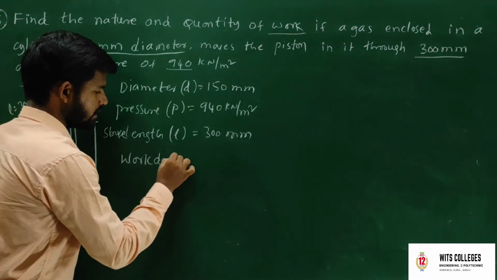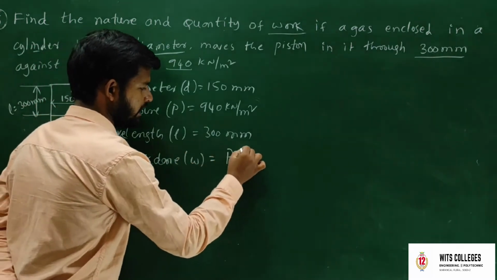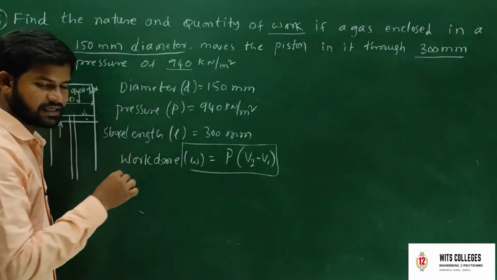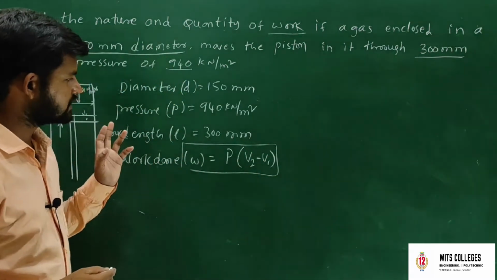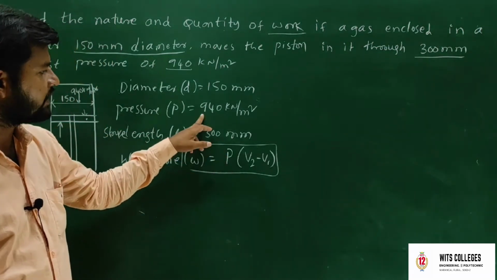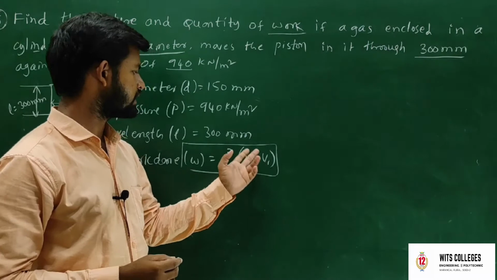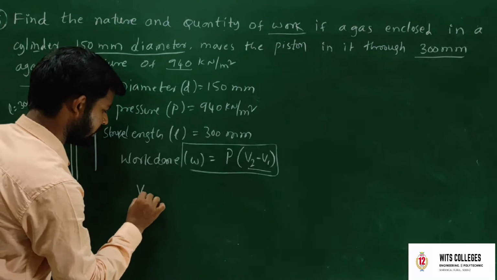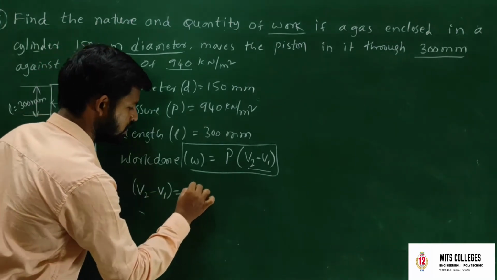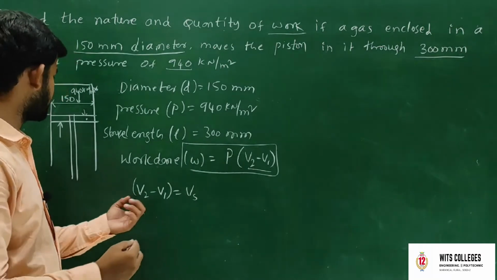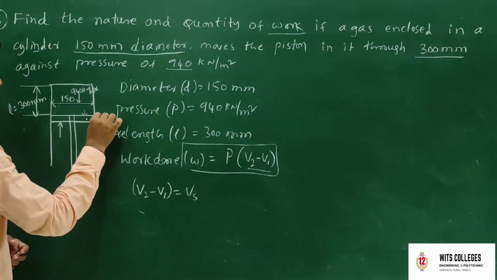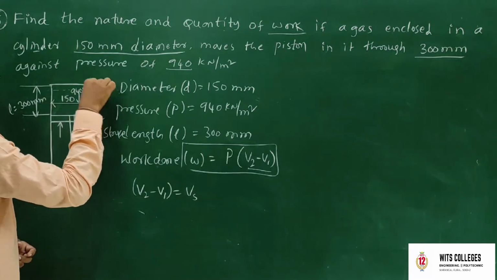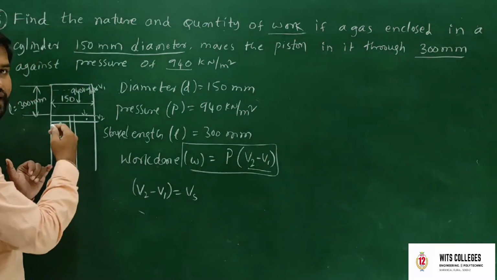The work done formula: W equals P into (V2 minus V1). We know this formula from earlier classes. In this case, pressure is given, but V2 and V1 are not given. V2 minus V1 is equal to the stroke volume, Vs, as the piston moves to TDC and the volume increases.